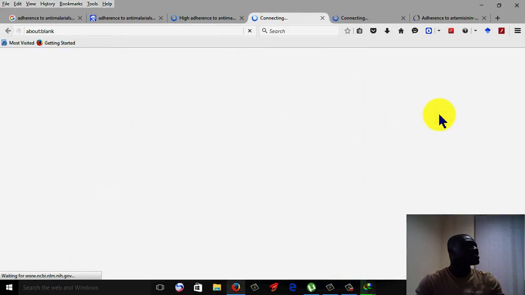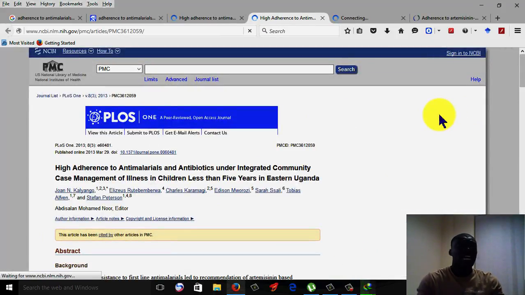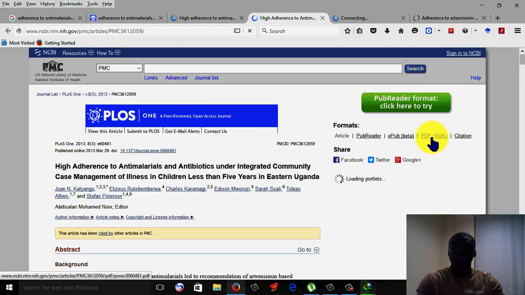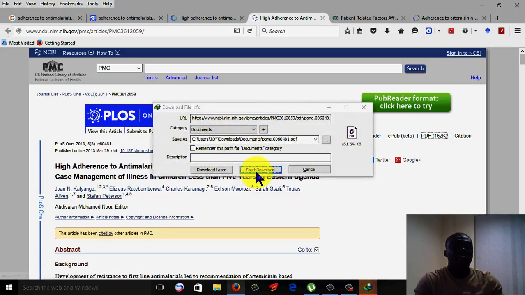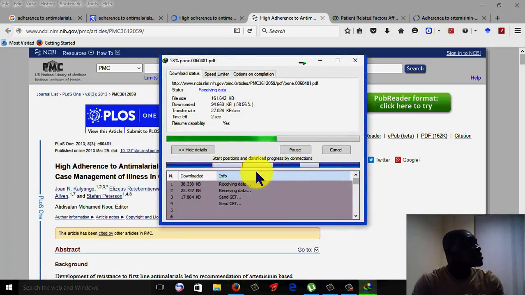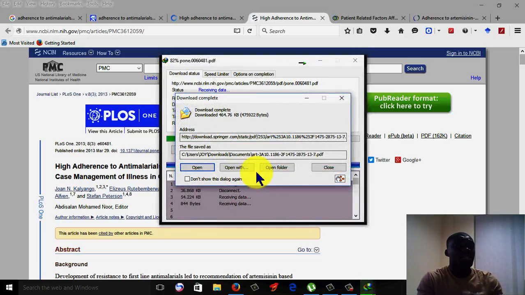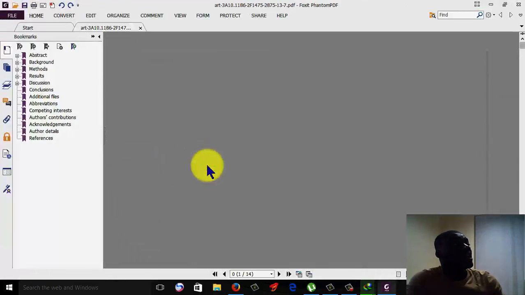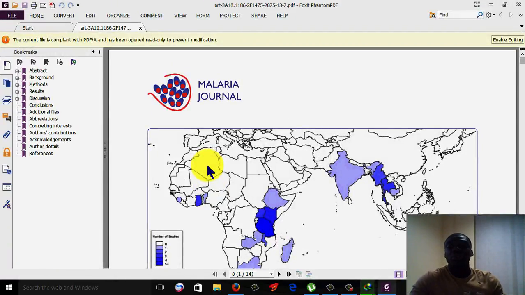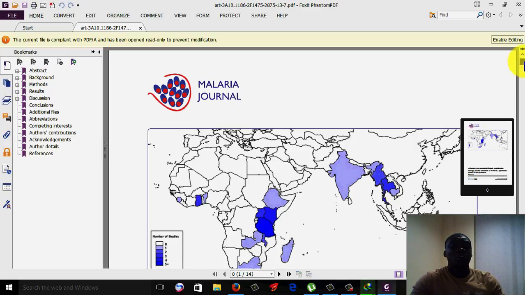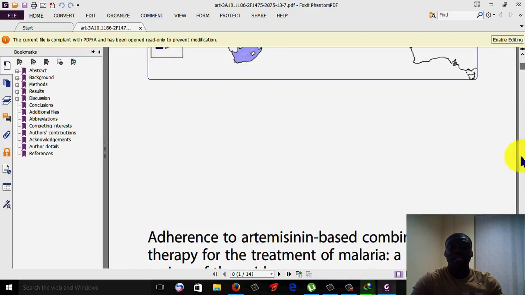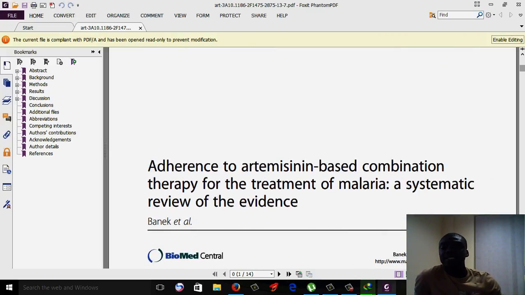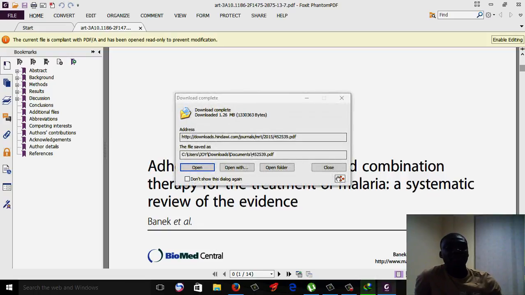Let's say we have come with a blank mind on how we should tackle this particular subject. So we are actually trying to gather information in order to put together an instrument. Okay, instrument, a questionnaire, in order to use as what we use to capture our data for adherence to anti-malaria drugs. So this one is what? Adherence to what? Artemisinin based combination therapy.